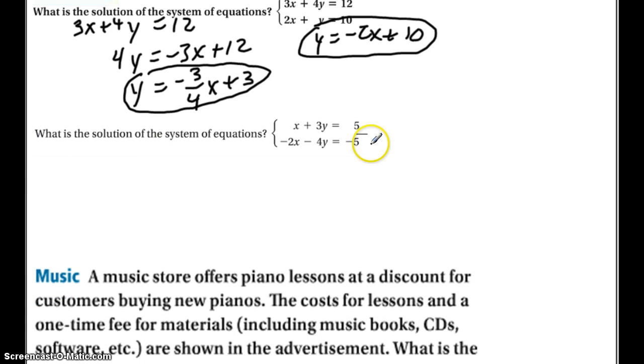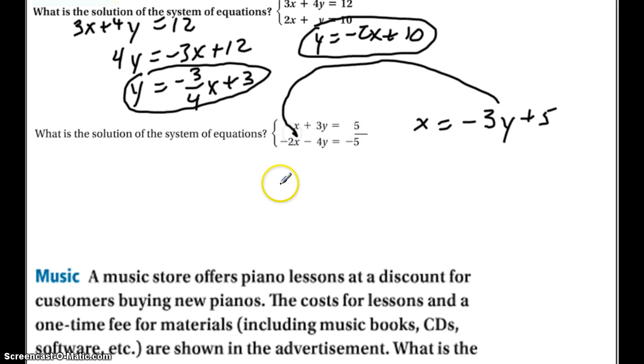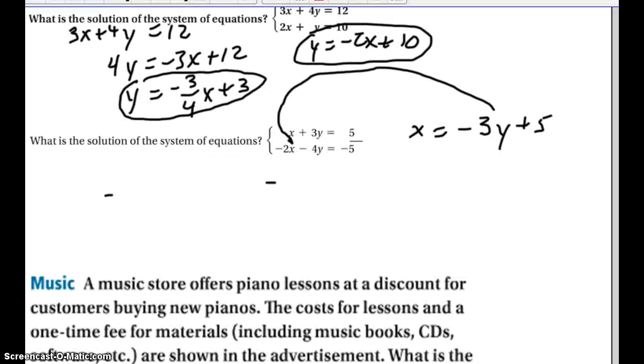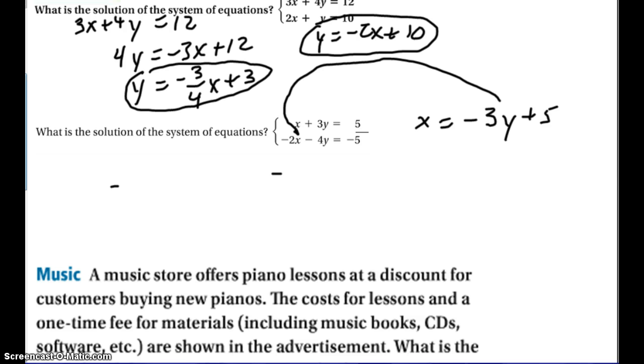Here's another one that we can actually do, and we could probably use substitution right here. Let's just go ahead and solve for x right here. And since this is the same thing as x, I can plug all of this into this x right here. So here's what that would look like.